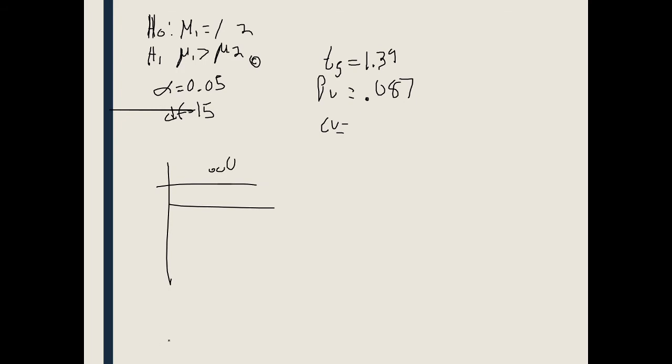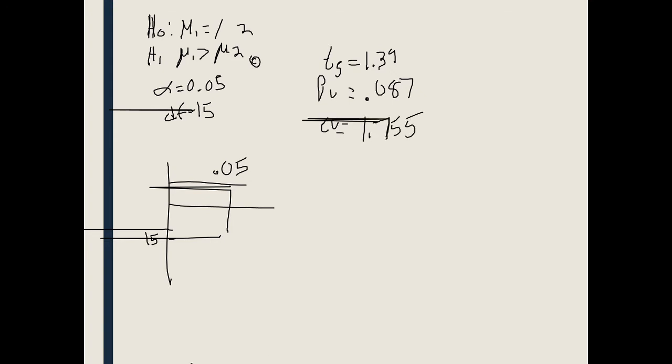Whoops. Try again. I hate that I have to double-click that. It's really annoying too. There's a bunch of things on PowerPoint that annoy me, but it's the best tool I have right now. So here's 0.05. Go down here to find where 15 is and find out what my critical value is on my t-score table. In this case, it will give you a t-score of 1.755, and that would be my critical value for this situation.